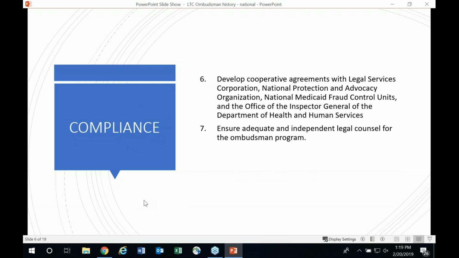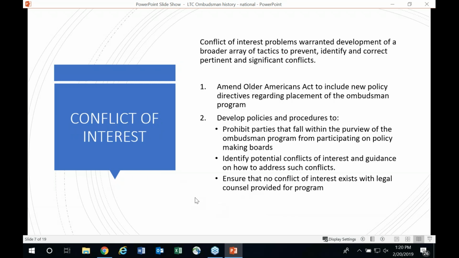They recommended that the program nationwide develop agreements and cooperative working collaboration with the organizations that are listed on the screen. I won't read all of those. They asked that we ensure adequate and independent legal counsel for the program, and Carol touched a little bit on that one. Conflict of interest had really risen to the level of quite a big concern.